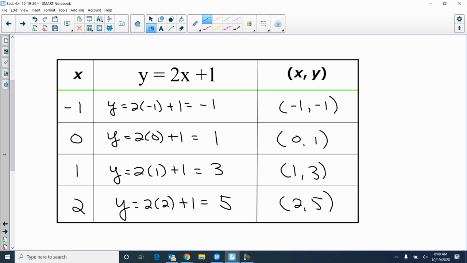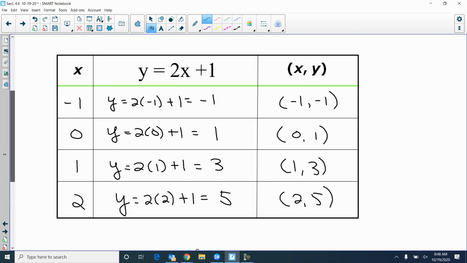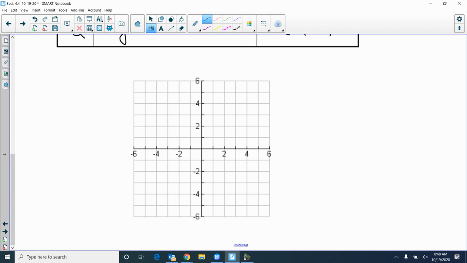All right, now just plot those points. Go to the graph on the right. Do not connect them at this point. You just plot those points. And so you got -1, -1. We said 0, 1. We said 1, 3, and 2, 5. All right, does it form a pattern? Yeah, it does. Basically, it's a line.